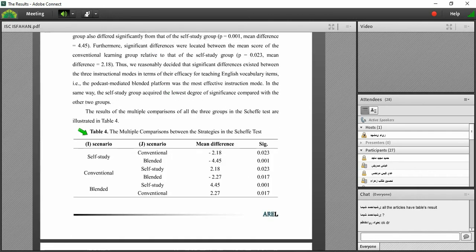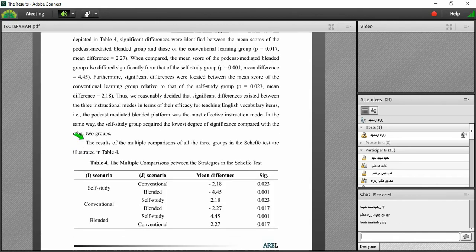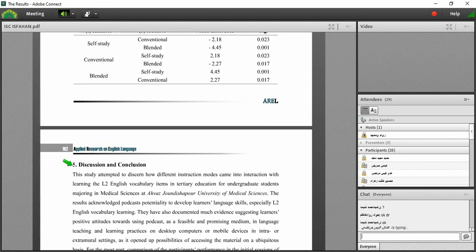This is again table 4. Again, I'm referring to you. The results of the multiple Scheffe test. This is the test I told you. In table 4. Some text after that. See? This is very easy, very simple. And after the results section, we have discussion and conclusion. Okay. Did you get the point, everybody, my dear students? Tell me if.